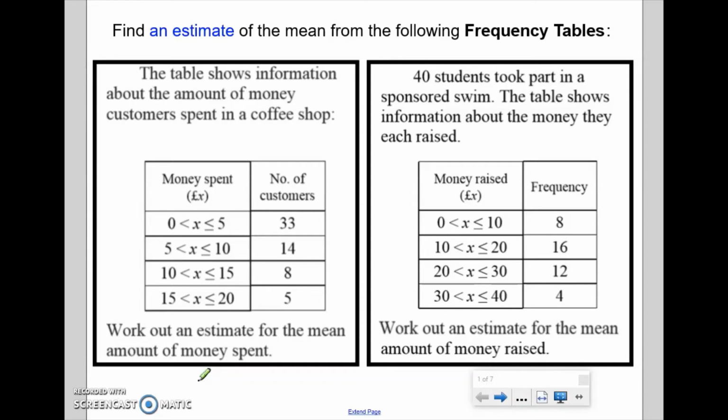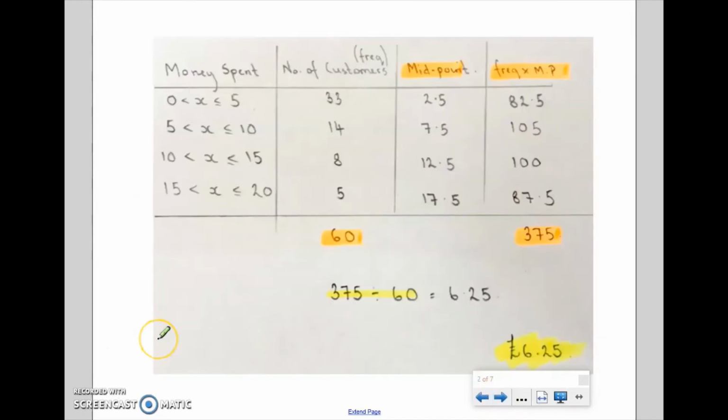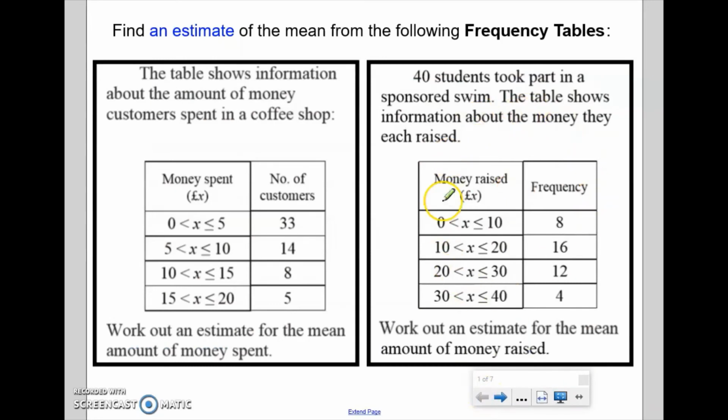Okay, welcome back. I'm going to talk you through my solution. So we'll talk through question 1 first, the question on the left-hand side of the screen. My solution looks like this. So you can see we add a column for midpoint, we add a column for frequency multiplied by midpoint, we fill in those columns, then we need to take a total of column 4, a total of column 2, and it's these two values we use to do a division to find that our estimate of the mean in this case for money spent is £6.25.